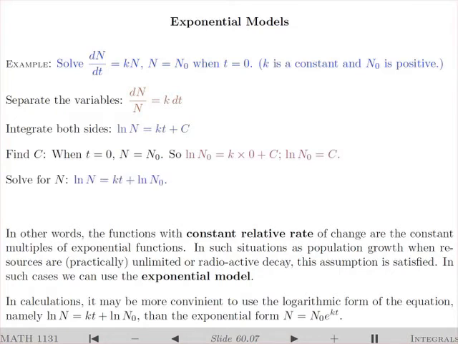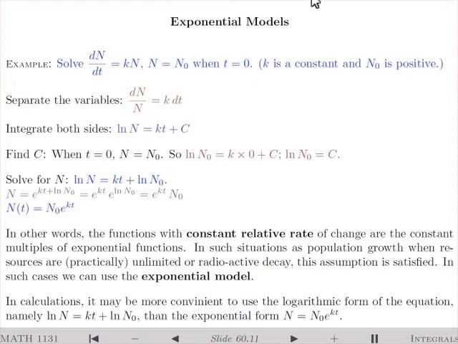So I need to get rid of ln. I need to take exponentials of both sides to do that. So n equals e to the power kt plus ln of n naught. If I have a sum in the exponent, I can write it as a product. So I get e to the kt times e to the power ln of n naught. E and ln are inverse functions, so e to the power ln of n naught is just n naught. And we customarily put it in the front. So we get the solution n equals n naught e to the kt.